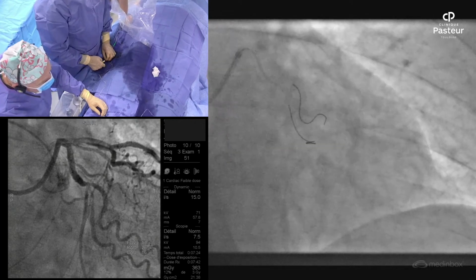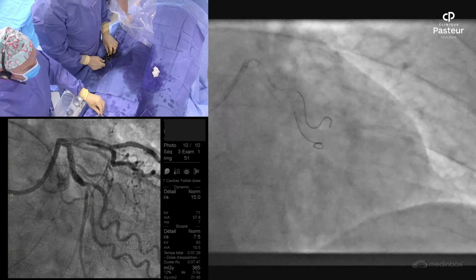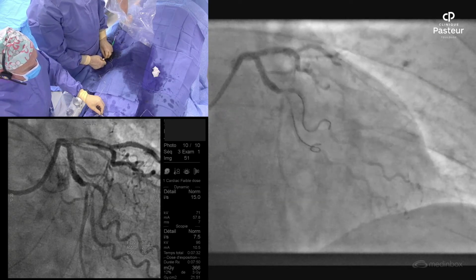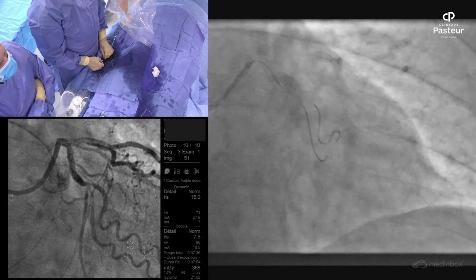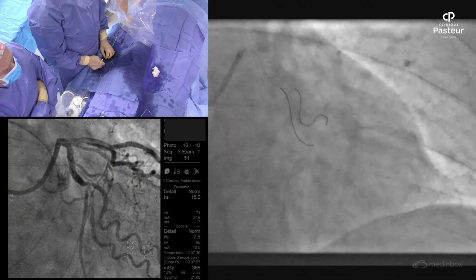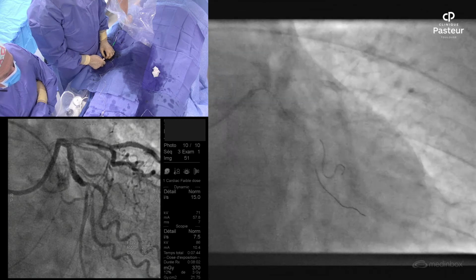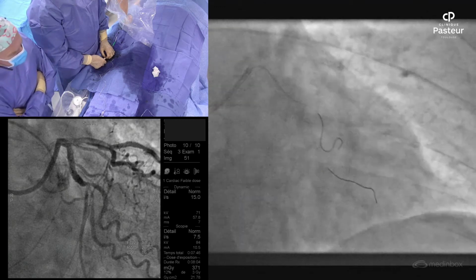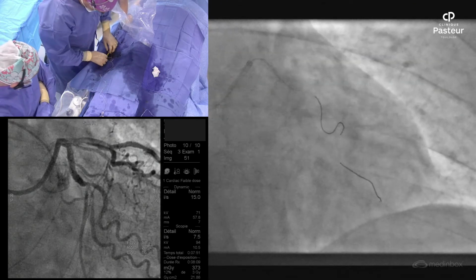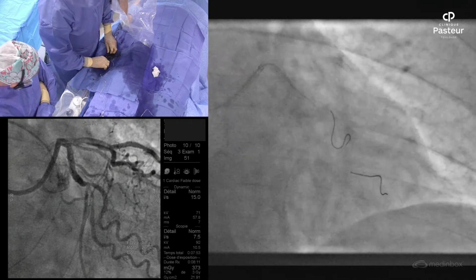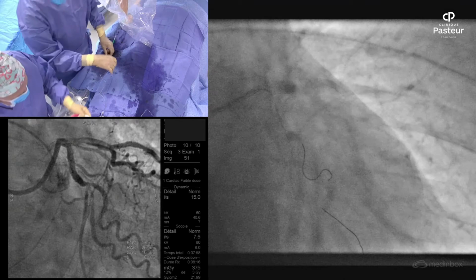We have some angulation more distal. Not easy. Oh my God. Okay, here is not too bad. Yeah, that's a better position. Okay, now we are here, with this one in distal position. We will leave it here. And now we will predilate with a 2.5 balloon.